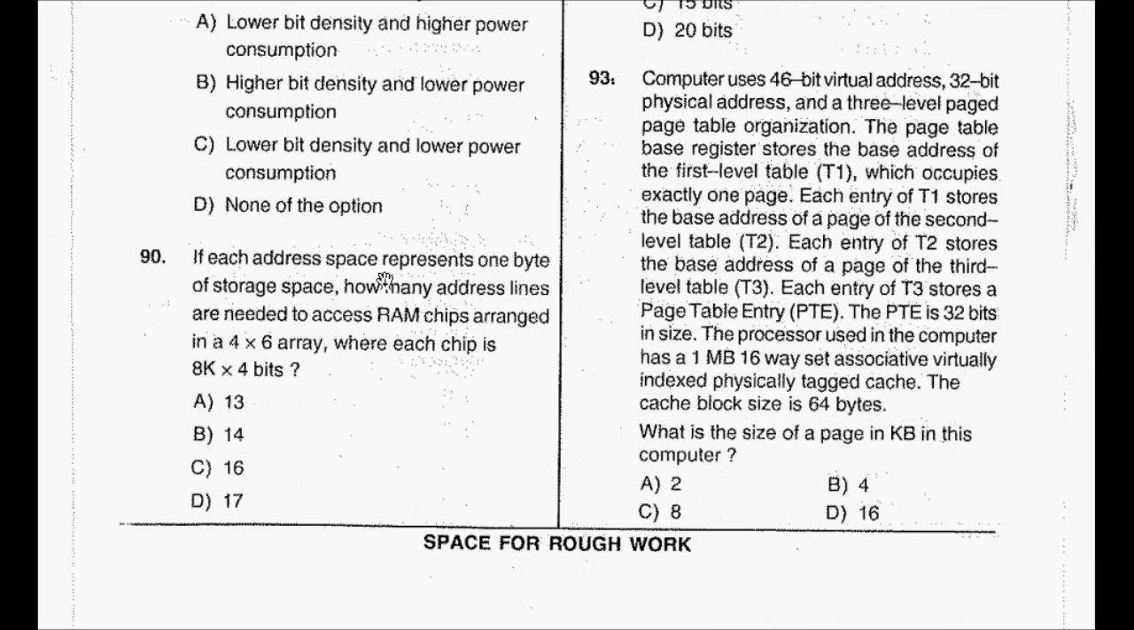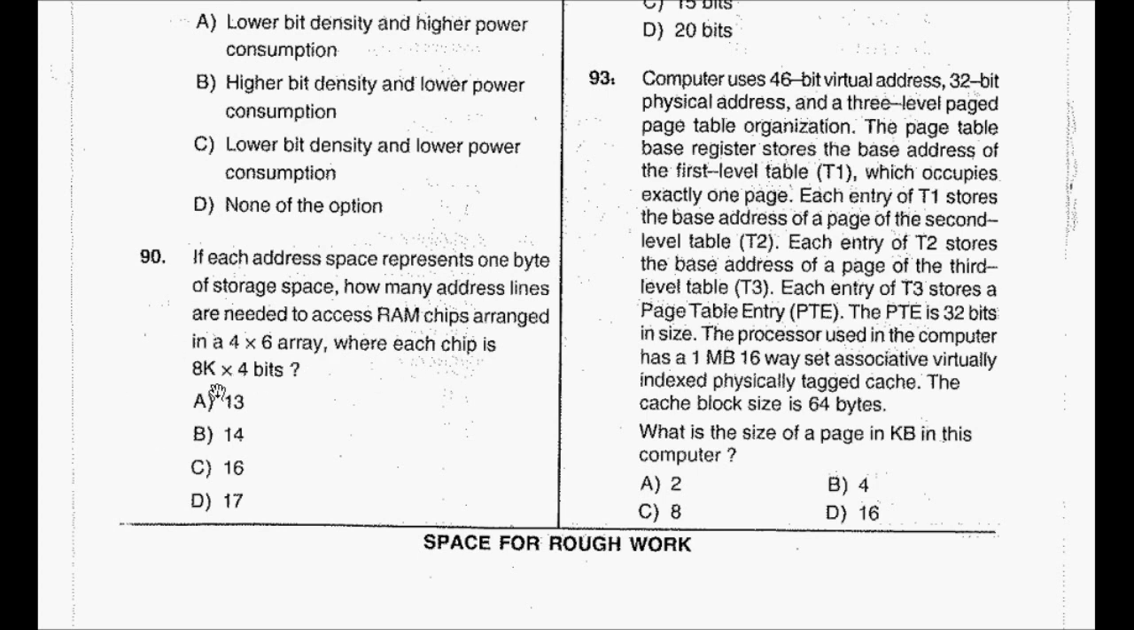Next is, if each address space represents 1 byte of storage space, how many address lines are needed to access the RAM chips arranged in a 4x6 array, where each chip is 8K x 4 bits? Okay, see, total chips are arranged in a 4x6 array, meaning we have 24 chips. So to access 24 chips we need bits. So 2 to the power 4 is 16, and 2 to the power 5 is 32. So 24 is in between, so we need 5 bits for accessing each box of this 4x6 array.